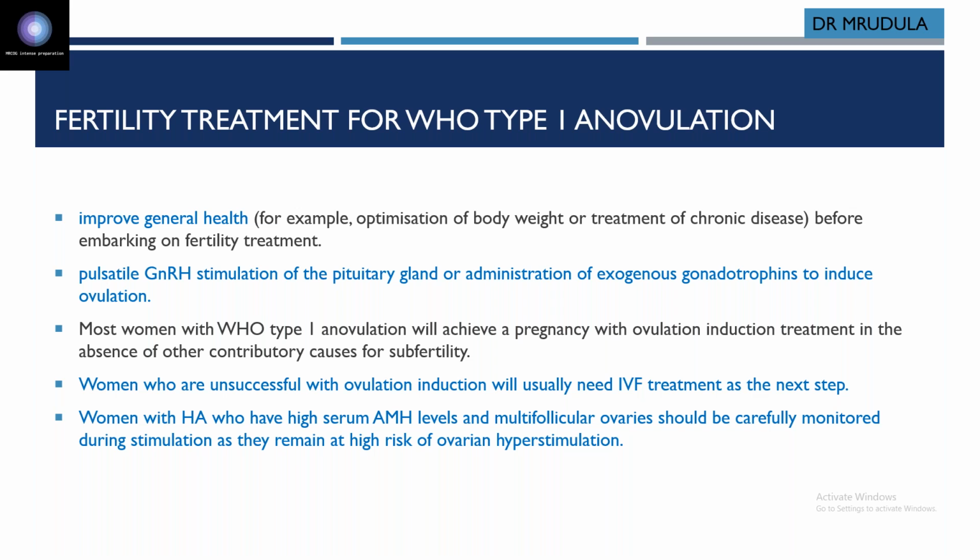Now, what are the fertility treatments? Most of the time you get EMQs on this. So first of all, for hypothalamic amenorrhea, you will be improving the general health, that is, optimization of body weight and treatment of any chronic disease. Now, for ovulation induction, there are two options: either pulsatile GnRH stimulation or gonadotrophins.